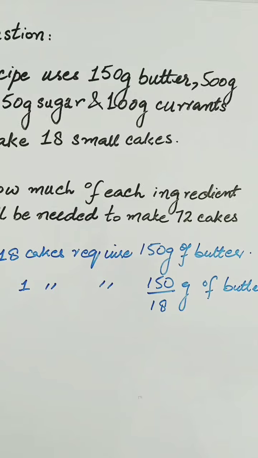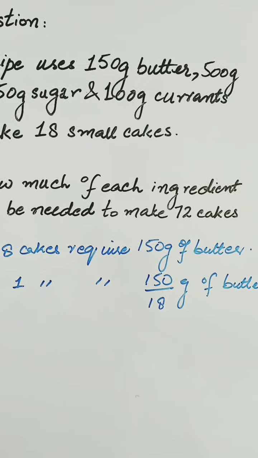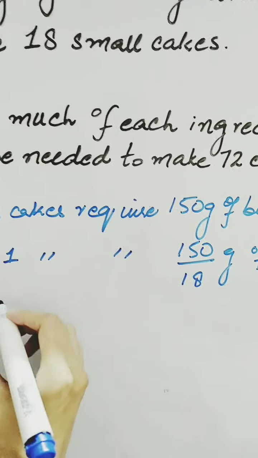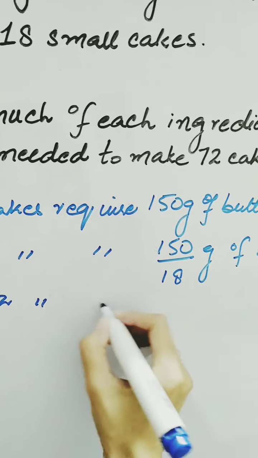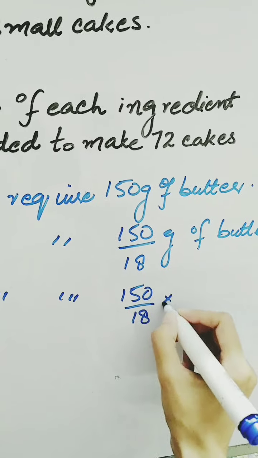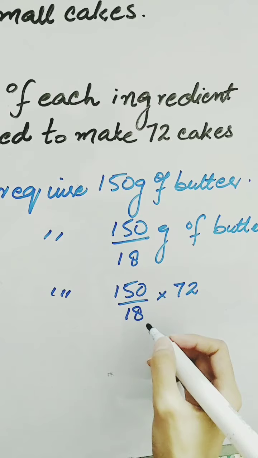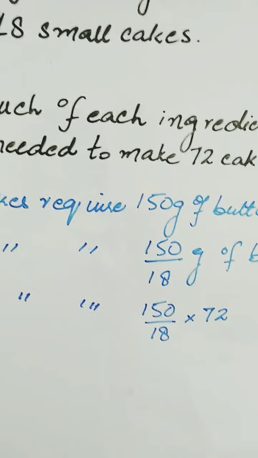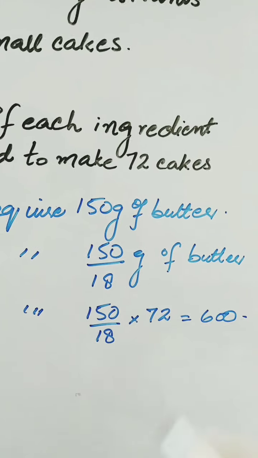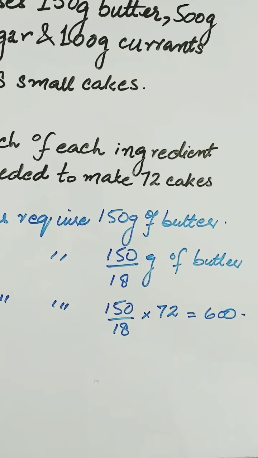As we know that 18 cakes require 150 gram of butter, so 1 cake requires 150 divided by 18 grams of butter. Similarly, 72 cakes require 150 divided by 18 into 72, which is equivalent to 600, which means that 72 cakes require 600 gram of butter.